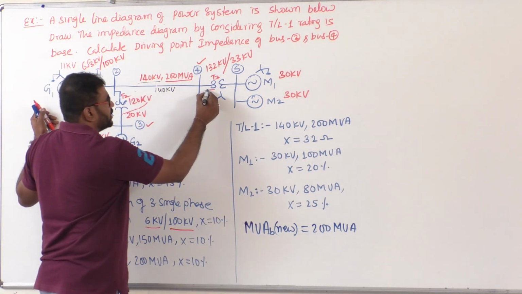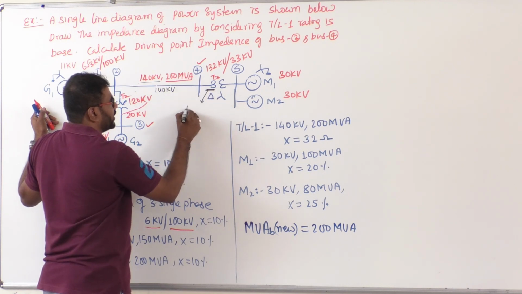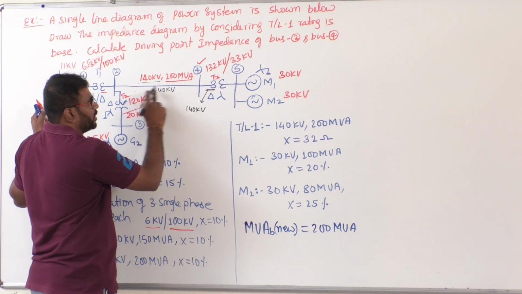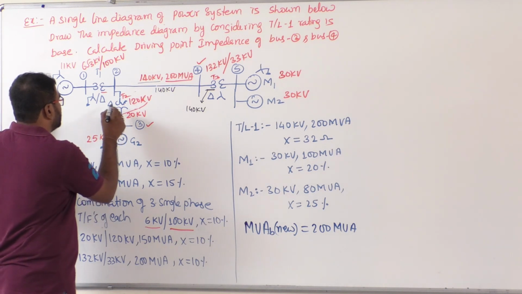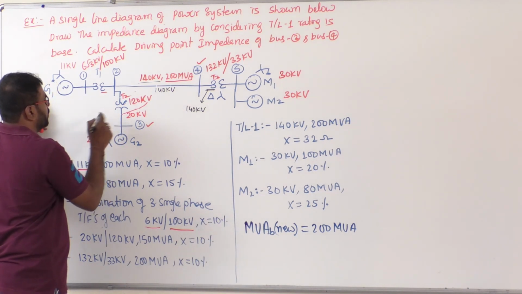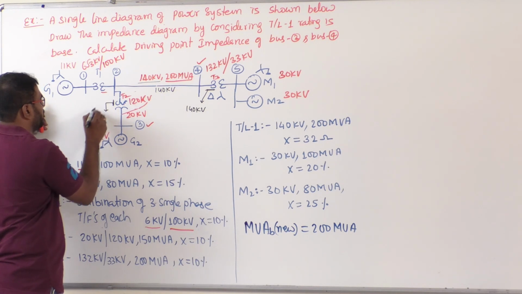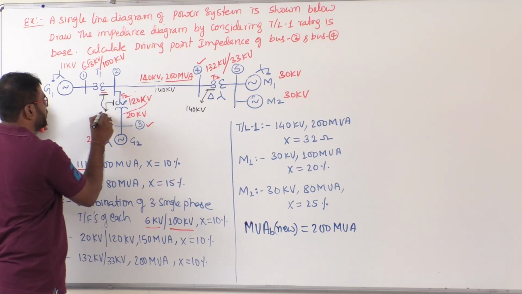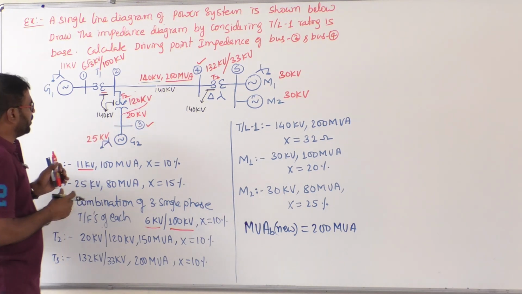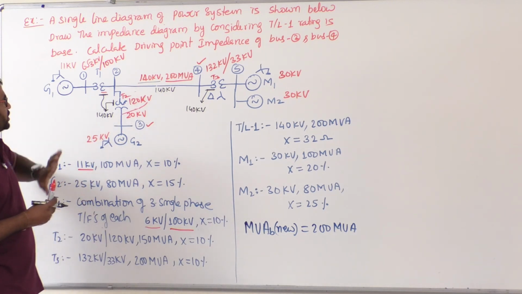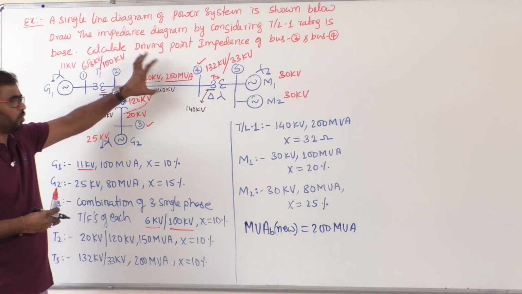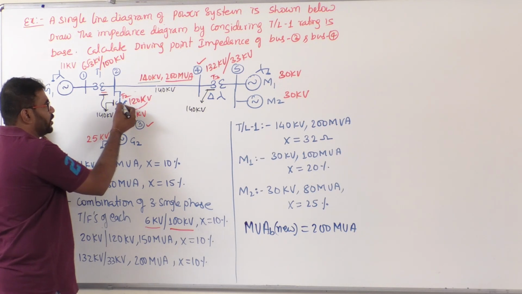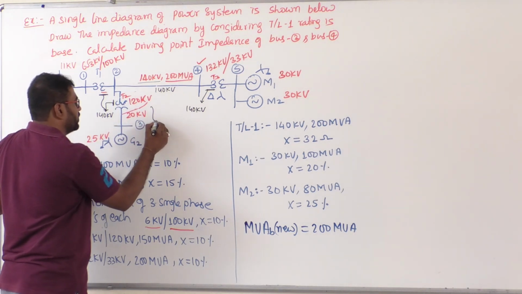Tell me, what about this side? KVB new, same 140 kV. Why? There is no transformer up to here. Here only the transformer is there. That's why here also 140 kV. Now tell me, what about this side? This side again 140 kV. I am writing here 140 kV on the HV side. But tell me, what about the LV side? We have just written the HV side of transformer 1, transformer 2 and transformer 3. That is the same as the transmission line.